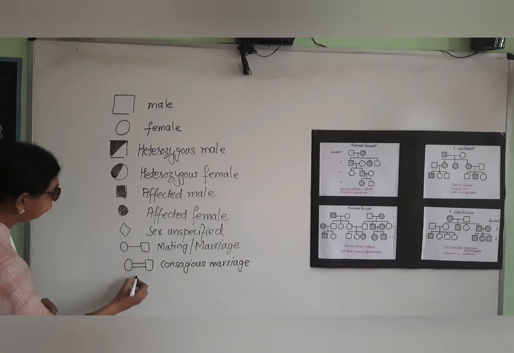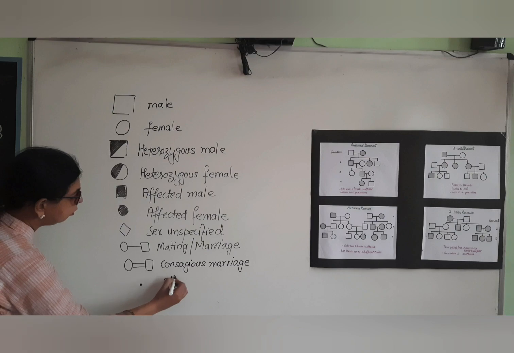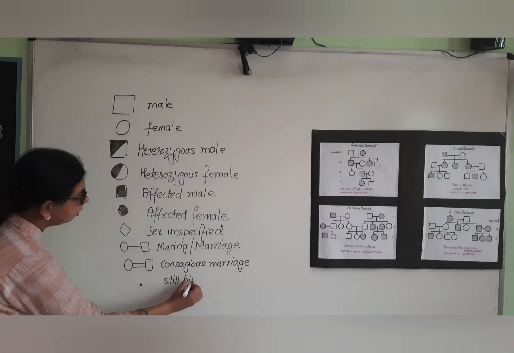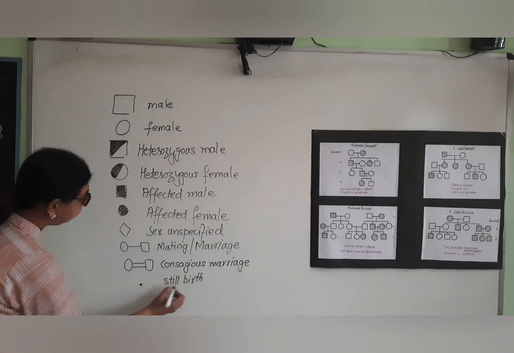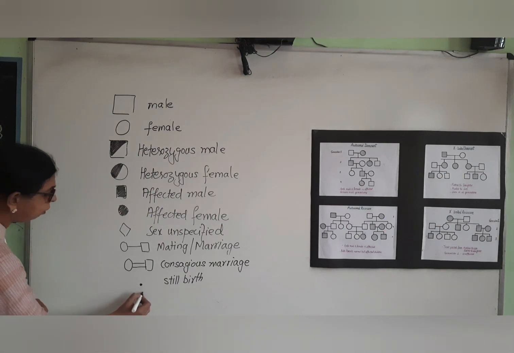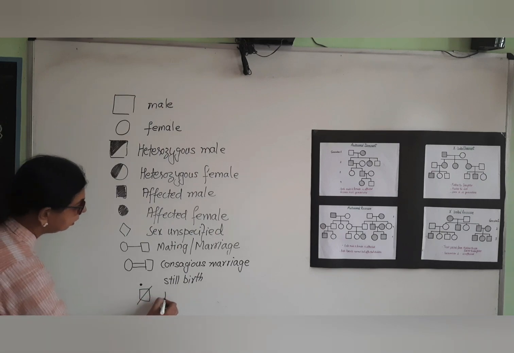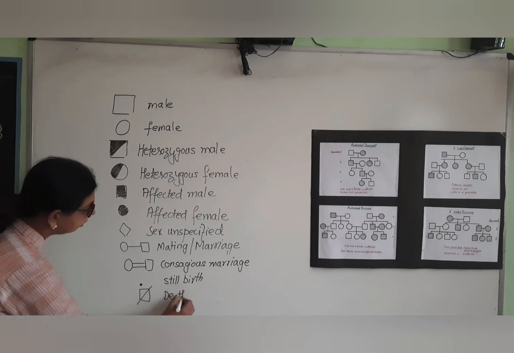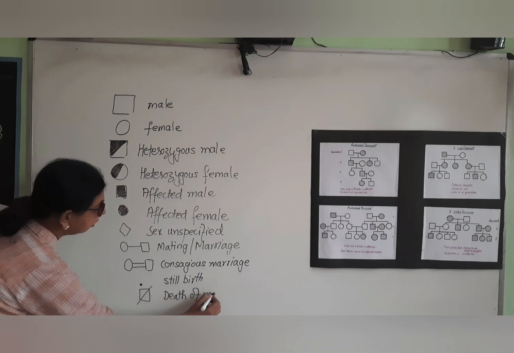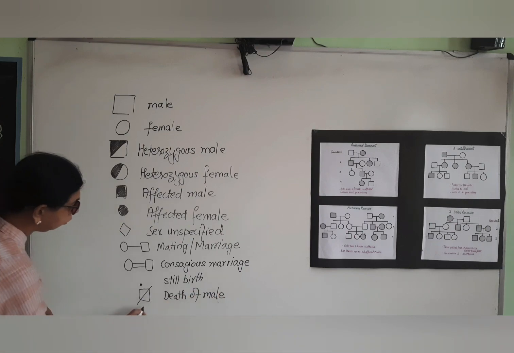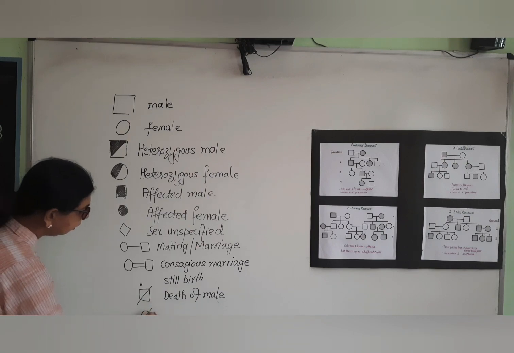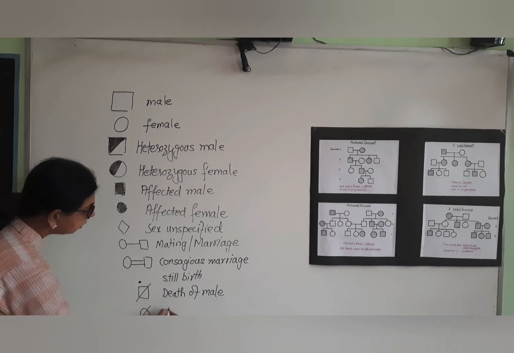In case of stillbirth, a dot is shown. In case of death of male, the symbol is crossed. In case of death of female, the circle is crossed.